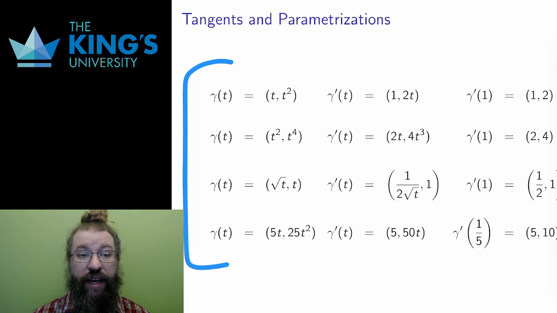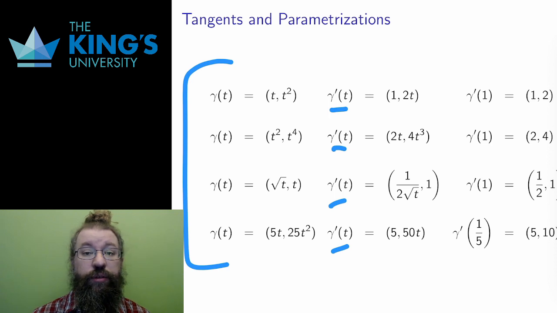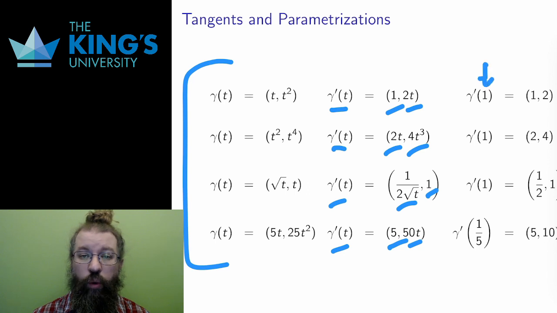The first three did so at t equals 1, and the last one at t equals 1/5. Therefore, I can calculate the tangent vectors. I differentiate both components of all four. I'm not going to show the details of most derivatives in this course. I've done most either by hand, off the page when they are simple, or by computer when they are difficult. Here are those derivatives: (1, 2t) for the first, (2t, 4t cubed), (1/2 root t, 1), and (5, 50t). Then I can evaluate at t equals 1 for the first three and t equals 1/5 for the last to get the tangents at (1, 1).